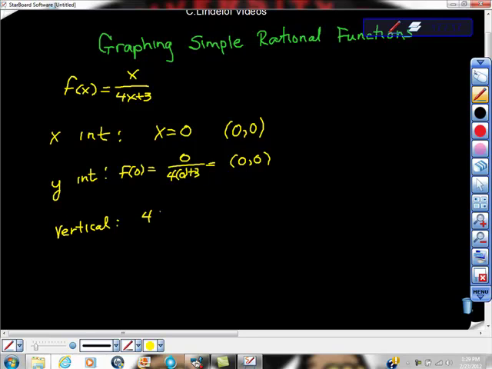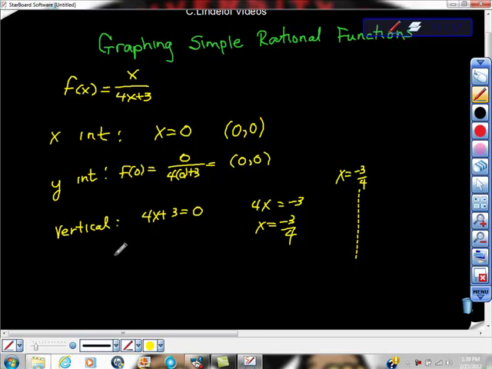So we have 4x plus 3 equals 0. Do some algebra. We get 4x is equal to negative 3, don't we? Divide both sides by 4. We get x is equal to negative 3/4. What does a vertical asymptote look like? A vertical line labeled, in this case, x is equal to negative 3/4.